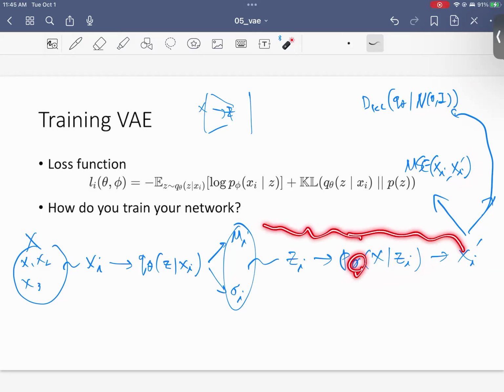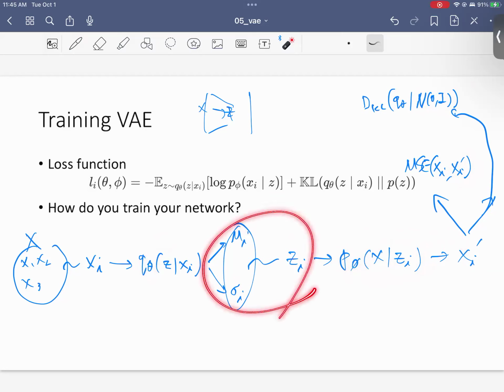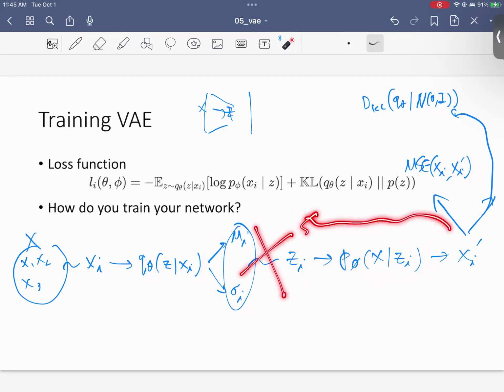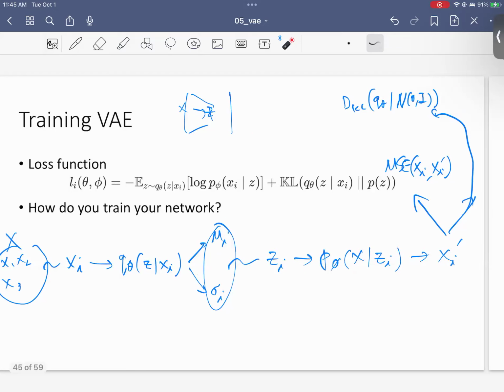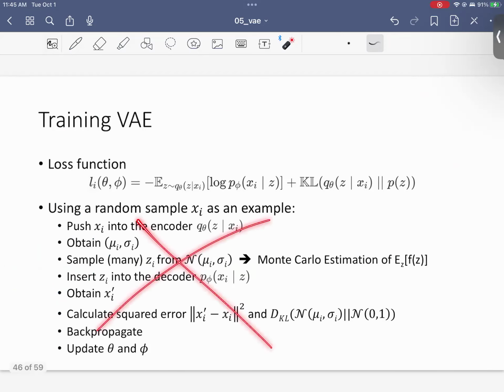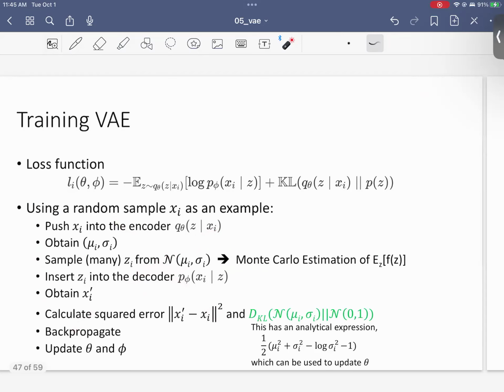But when you want to go all the way back to the encoder so that you can also update theta, you cannot, because of this sampling process. The backprop signal will be cut off here. That is why we need something called the reparametrization trick. We're going to forget all about this and move on.